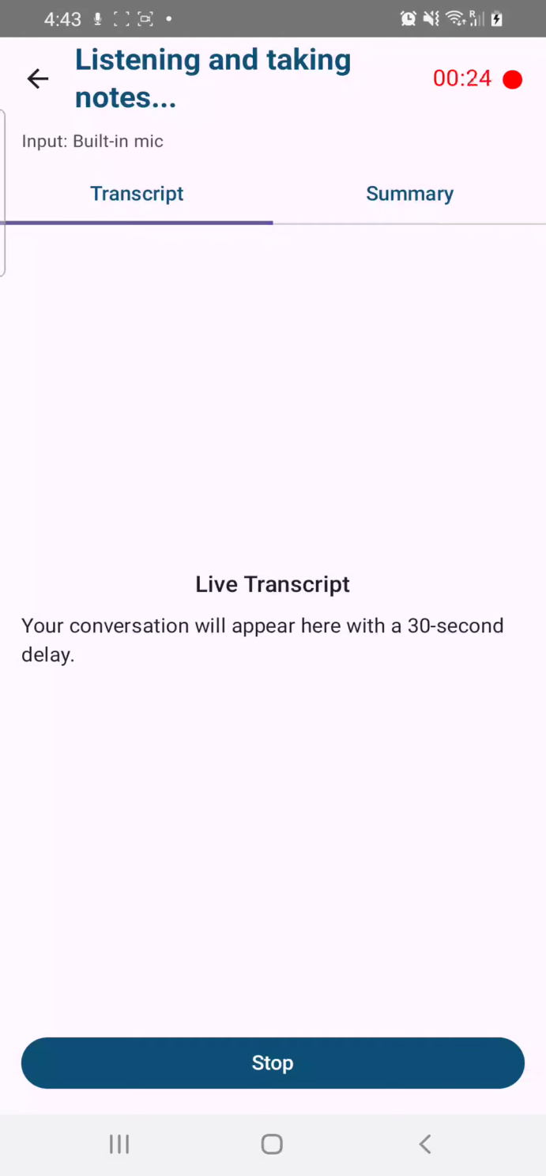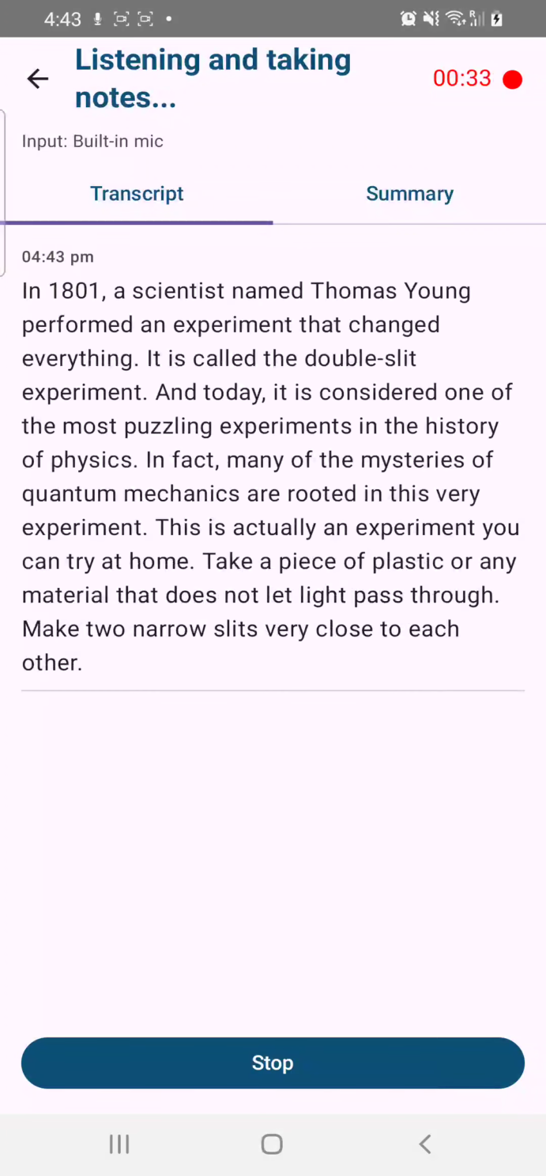Take a piece of plastic or any material that does not let light pass through. Make two narrow slits very close to each other. Then shine a laser light so that it hits both slits evenly. Even a small toy store laser will do. Most of the light from the laser will be blocked by the plastic, but the portion that passes through the two slits will fall on the wall or screen behind it.